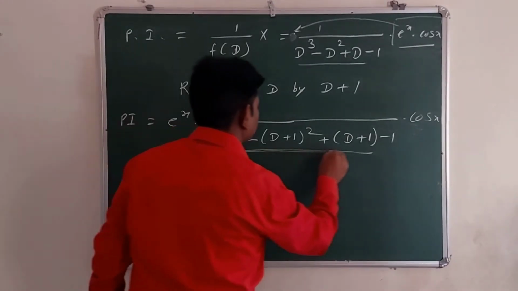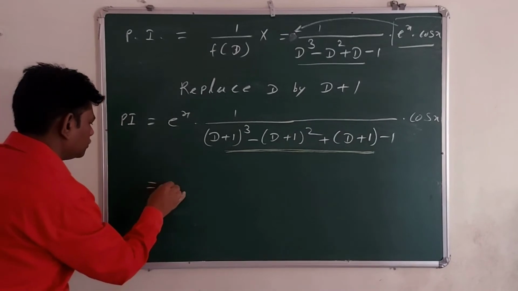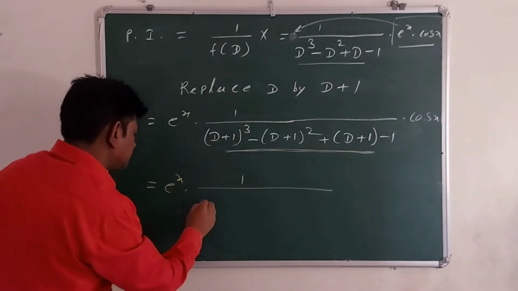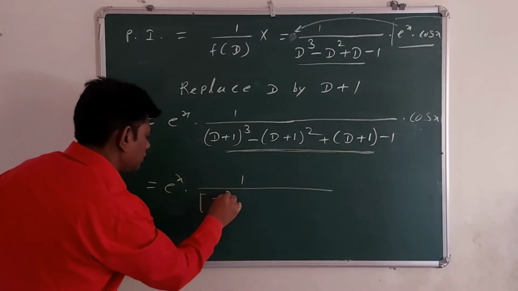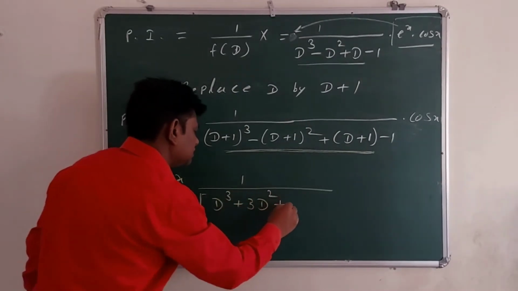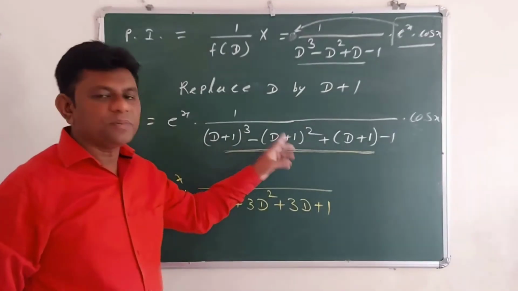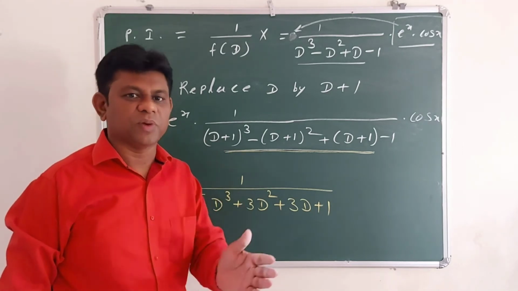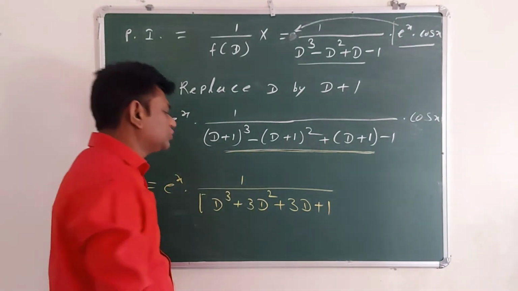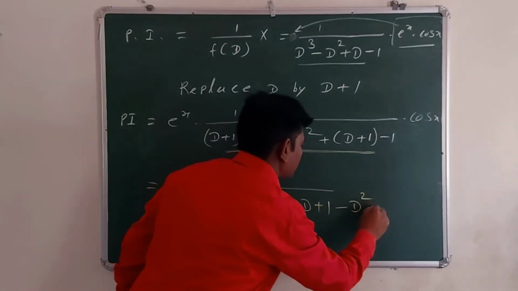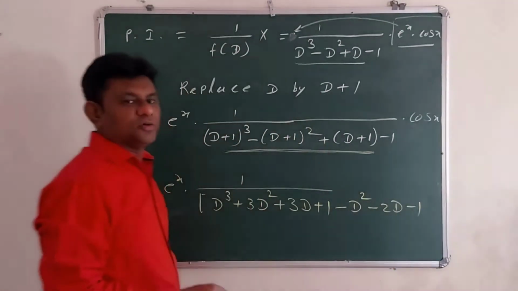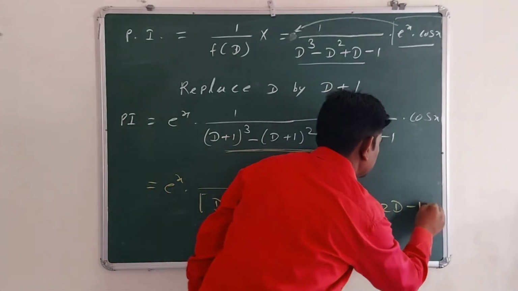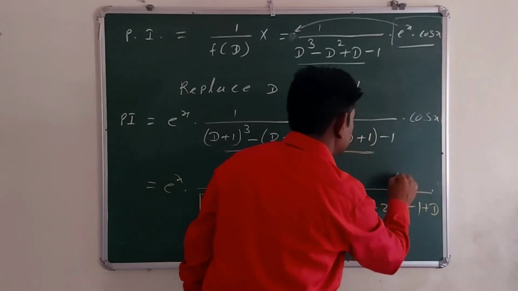Now simplification of this part. This is equal to e to the power x as it is, 1 upon, D plus 1 to the power 3, which is D cube plus 3D square plus 3D plus 1. D plus 1 whole square is D square plus 2D plus 1. Minus D plus 1 whole square is minus D square minus 2D minus 1. Now plus D plus 1 minus 1, which is 0. So plus D, times this cos x.